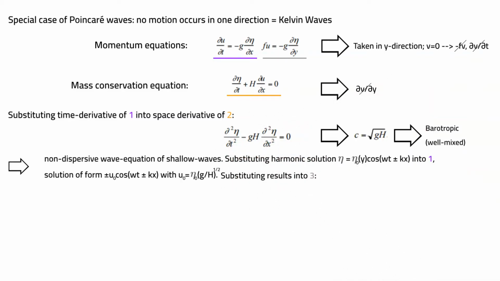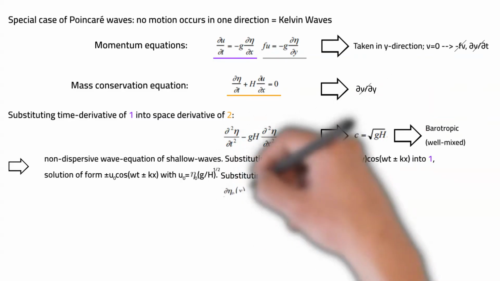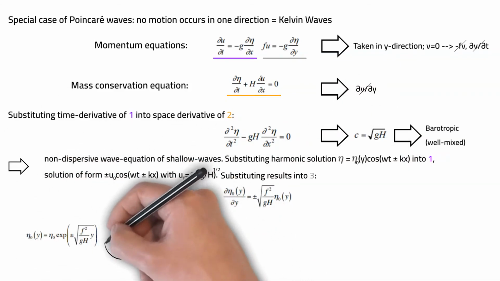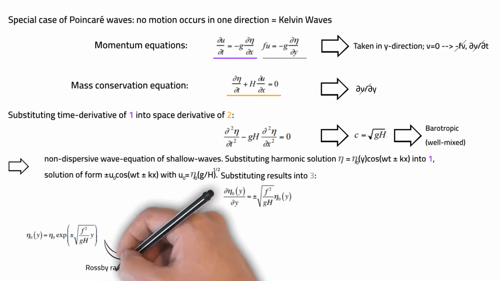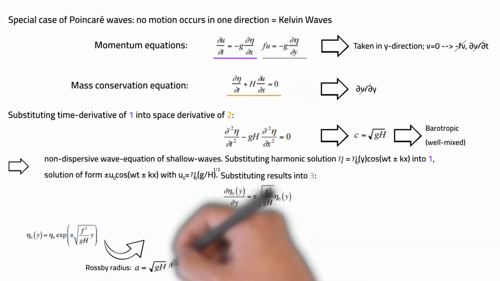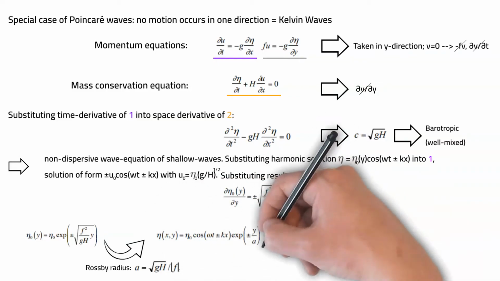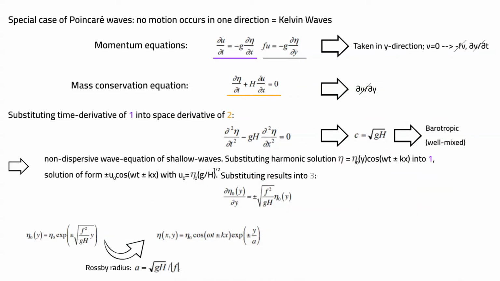If we substitute the well-known harmonic solution into the purple equation, we obtain a solution of this form. Substituting these harmonic results into the grey equation gives a solution, recalling also that the Rossby radius is given by the square root of gh over the modulus of the Coriolis parameter. We arrive at a complete solution defined by x and y. The results of this Kelvin wave solution are as follows.